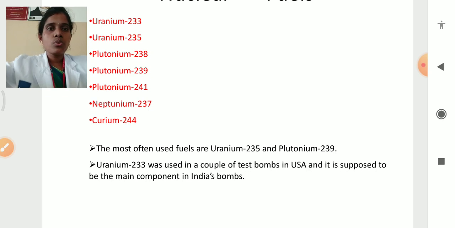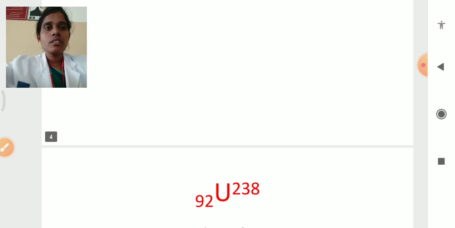Uranium-233 was used in the test bombs in the USA and is supposed to be the main component in Indian bombs. So mostly uranium and plutonium are the major components of fuels, and under this, uranium-233 is used for the test bombs in the USA, and it is also the major component for the Indian bombs.